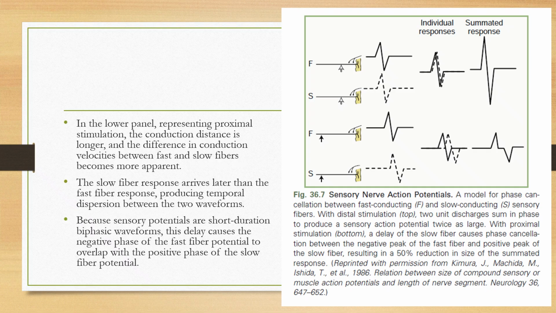In the lower panel, representing the proximal stimulation, the conduction distance is longer. The difference in conduction velocities between fast and slow fibers becomes more apparent. The slower fiber response arrives later than the fast fiber response, producing temporal dispersion between the two waveforms. Because sensory potentials are short duration, biphasic waveforms, this delay causes the negative phase of the fast fiber to overlap with the positive phase of the slow fiber.